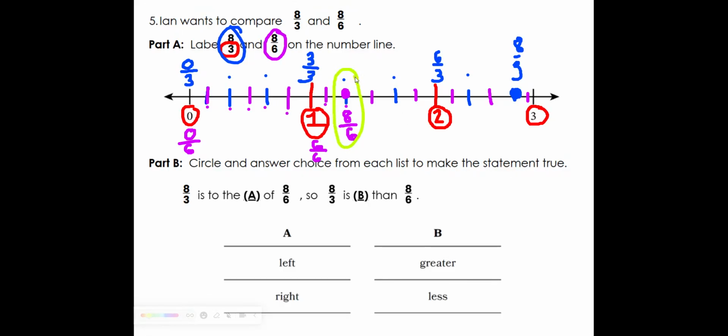We're looking at this one and this one, right? The ones that we plotted. And it says 8/3, this is my 8/3, is to the blank of 8/6. So is it to the right or the left? This one is to the right of 8/6. It's to the right. So I know that 8/3 is greater than. Remember, if the fraction is to the right, it's greater. If the fraction is to the left, then it's less.